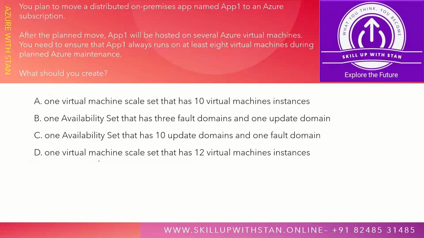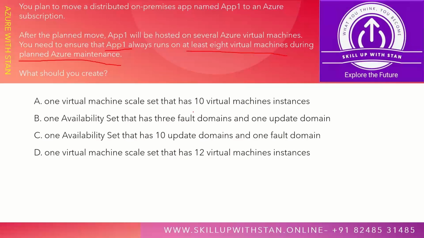So let's move on to the next question. You plan to move a distributed on-premises application named App1 to an Azure subscription. After the planned move, App1 will be hosted on several Azure virtual machines. You need to ensure that App1 always runs on at least 8 virtual machines during the planned maintenance activity. So they are asking that App1 should be running on at least 8 VMs, which means we need to have a lot of update domains created, and they are talking about planned Azure maintenance. This is the keyword.